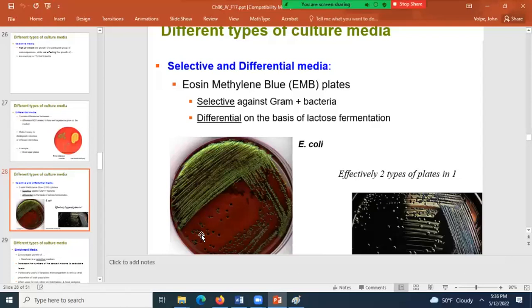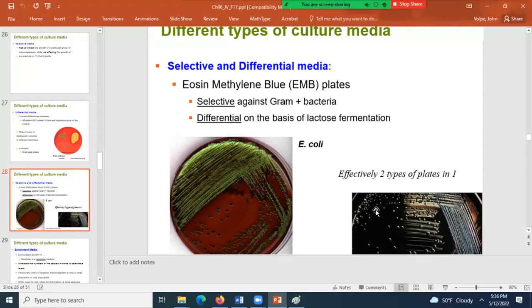If it looks black, the growth, or greenish, and that looks like metallic greenish, then it is fermenting the sugar lactose. And depending on how much fermentation goes on, it will look a different color. Okay, the greenish or blackish is fermenting the sugar lactose. And if it's not greenish or blackish, generally the same color as the organism, it does not ferment the sugar lactose.